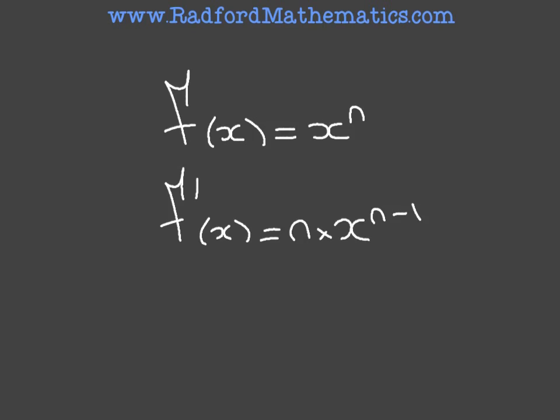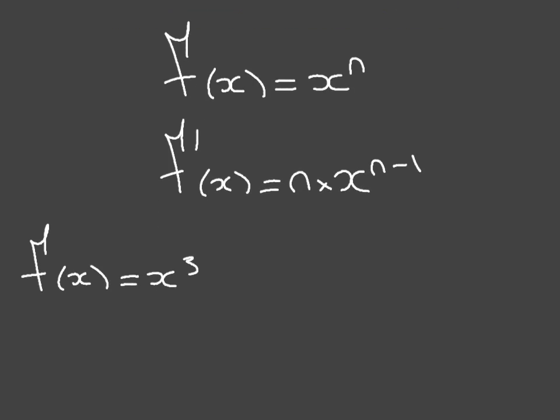And let's look at a quick example here. Let's say we had f of x equals x to the power of 3, then the derivative function, which we call f dash of x, would be equal to 3 times x to the power of 2.